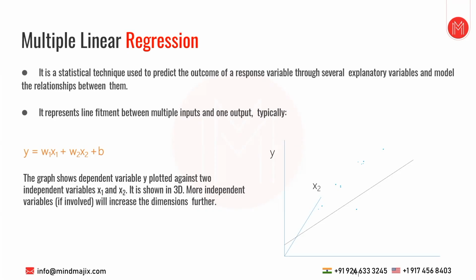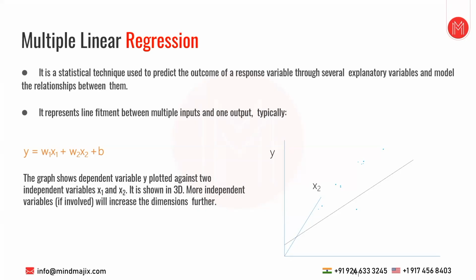the relationship between them. It represents the line fitment between multiple inputs and one output, typically W1 into X1 plus W2 into X2 plus B. So here we are able to use multiple inputs. When we talk about simple linear regression, we take just W1 into X1 plus B, like Y equals MX plus C. But here we are able to use multiple inputs. And the graph shows dependent variable Y plotted against two independent variables X1 and X2, and it is shown in 3D. More independent variables involved will increase the dimensions further as well.